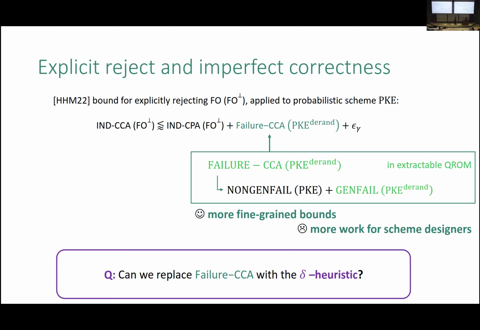This is why we broke it down further into some simpler to analyze terms, but even those were not super easy to analyze for people who just want to design a scheme. So to sum this up, you can get more fine-grained bounds, but only if you are willing to do additional analytical work. So the question that motivated this work was if we can replace this computational notion with a delta heuristic with which scheme designers might already be happy.